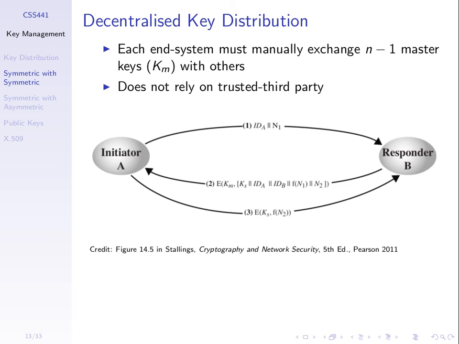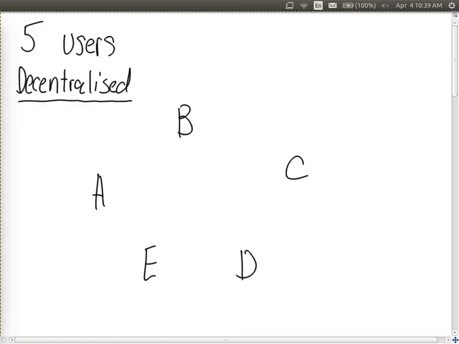With the decentralized key distribution, we assume each entity has shared a master key up front, by manual exchange, and then we have a protocol that allows us to exchange session keys. The problem was the number of master keys that we need to share up front. Let's say we have five users, A, B, C, D, and E. How many master keys do we need?